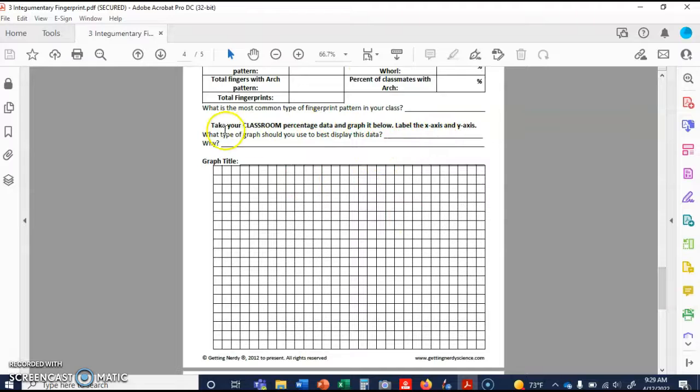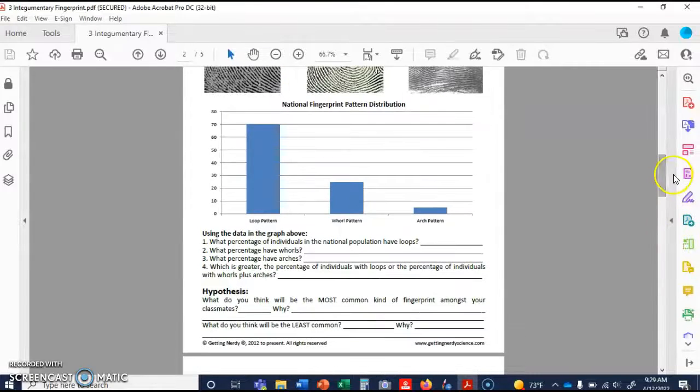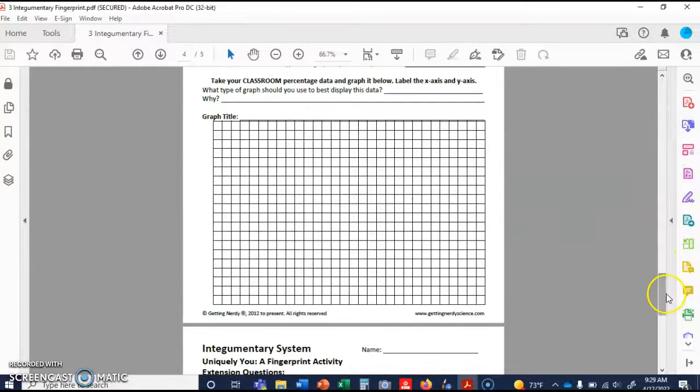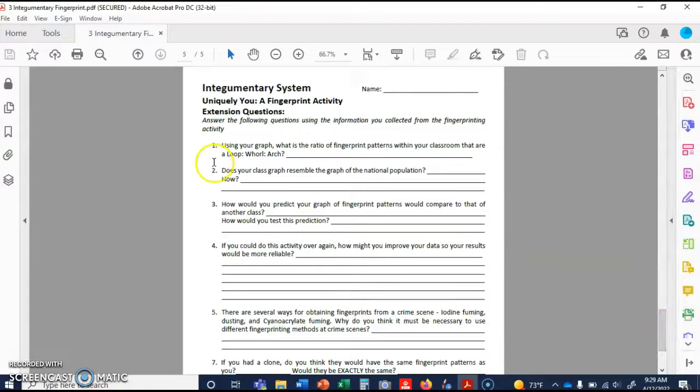So it says label the X and Y axis. What type of graph should you use? A bar graph, and why? Because we're comparing data. The graph title would be fingerprint pattern distribution in our class. You'll have loop pattern, whorl pattern, arch pattern on the X axis. You'll have 0 to 100% on the Y axis. And you'll go ahead and do your graph here. Once you finish that, then we have more questions.